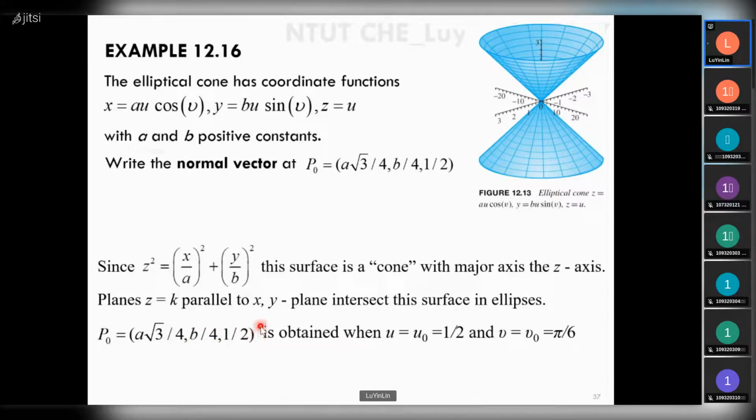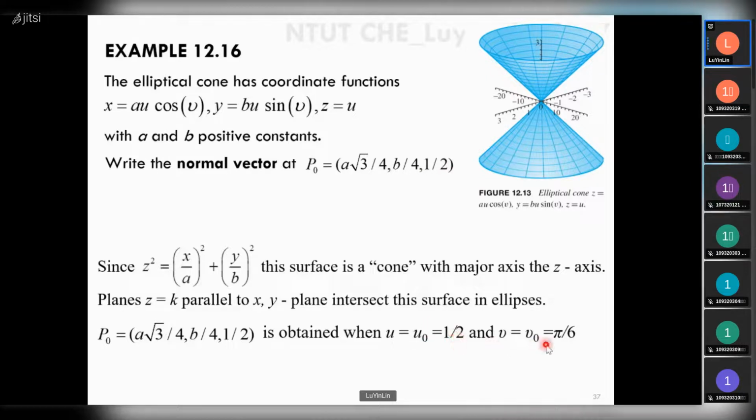So which one is easier to calculate? Z, right? Z is equal to 1 over 2. Z is equal to U. So you can directly find U0 is 1 over 2, because Z is equal to U.